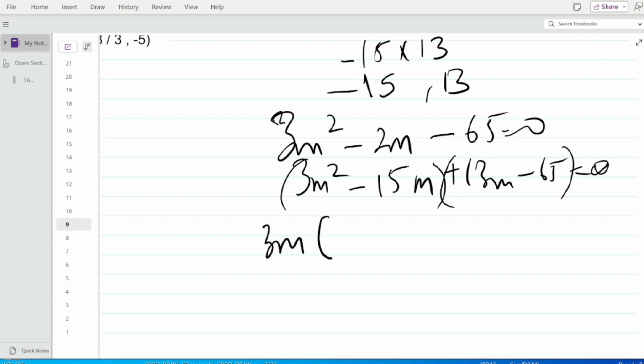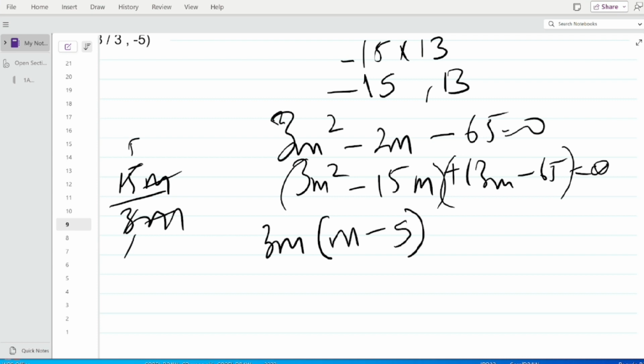We'll leave it in a bracket. We're just saying 3m squared divided by 3m. The 3's will cancel. The m will cancel one of the m's. So we are left with 1m here, minus 15m divided by 3m. The m's will cancel out. 3 in 15 is 5, so minus 5. We go to the second set of numbers. So we have plus 13m minus 65.